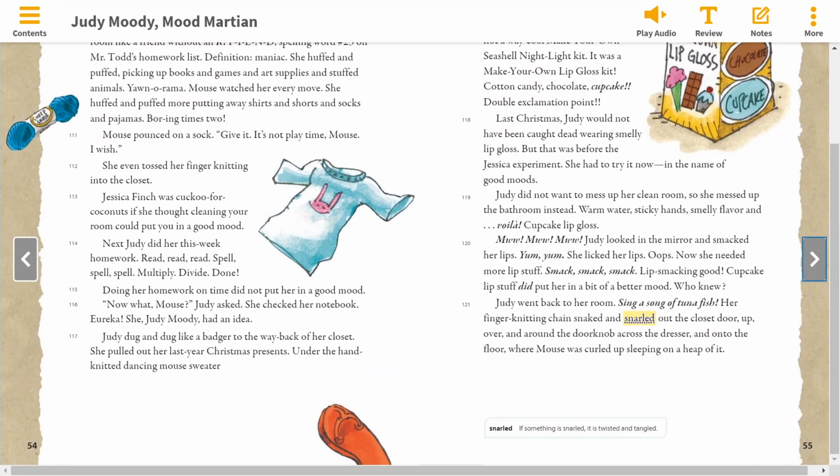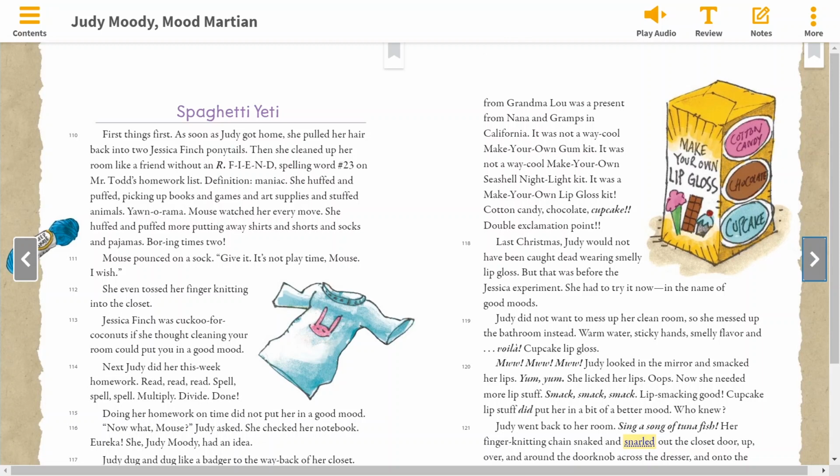Next, Judy did her this week homework. Read, read, read. Spell, spell, spell. Multiply, divide. Done. Doing her homework on time did not put her in a good mood. "Now what, Mouse?" Judy asked. She checked her homework. Eureka! She, Judy Moody, had an idea. Judy dug and dug like a badger to the way back of her closet. She pulled out her last year's Christmas presents under the hand-knitting dancing mouse sweater.